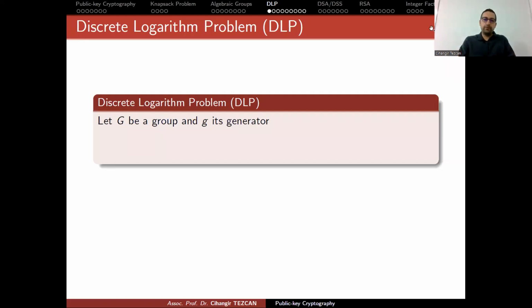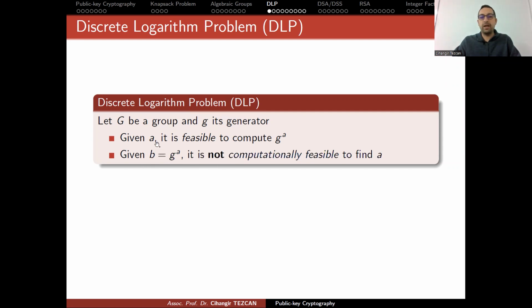All right, now that we know we have the algebraic background, we know what a group is, what a generator is, now we can easily define the discrete logarithm problem. So let G be a group and the small g its generator. Given a, it is feasible to compute g to the a. And given the output b, which is actually the a-th power of g, it should not be computationally feasible to find a. So this is the discrete logarithm problem.